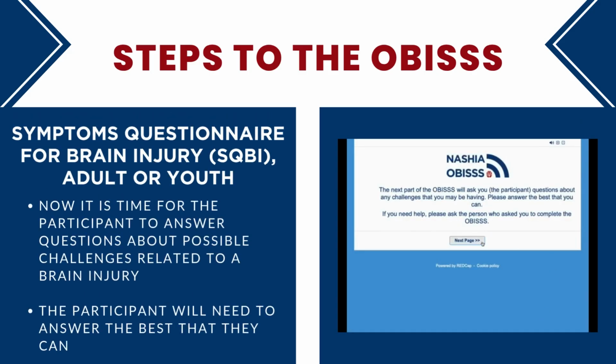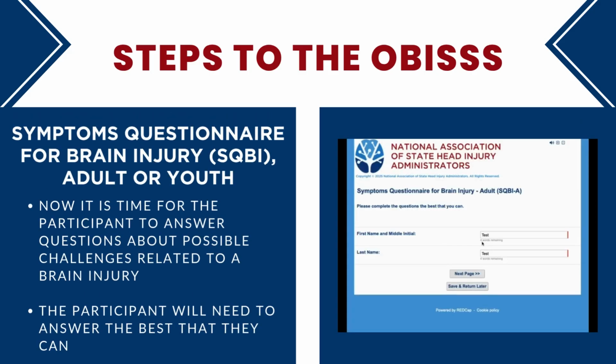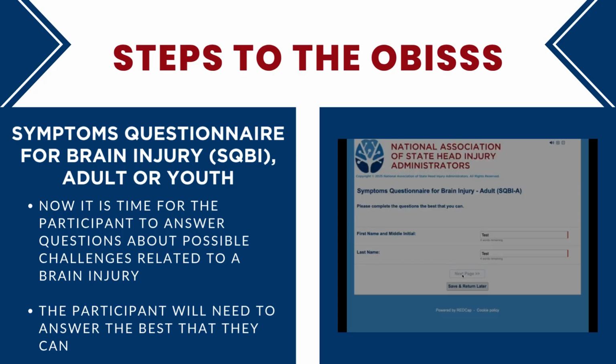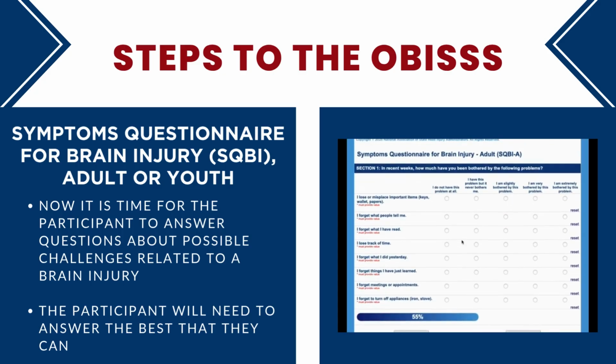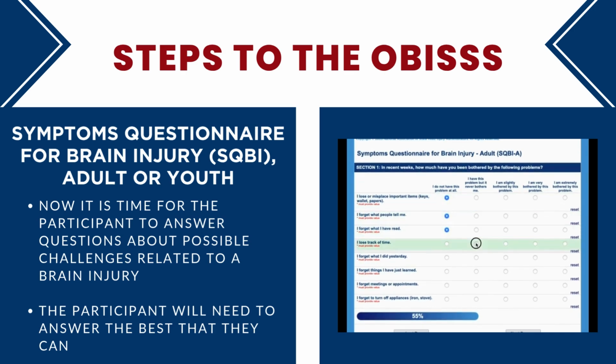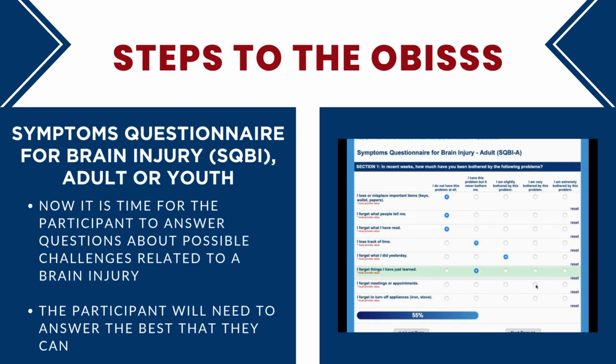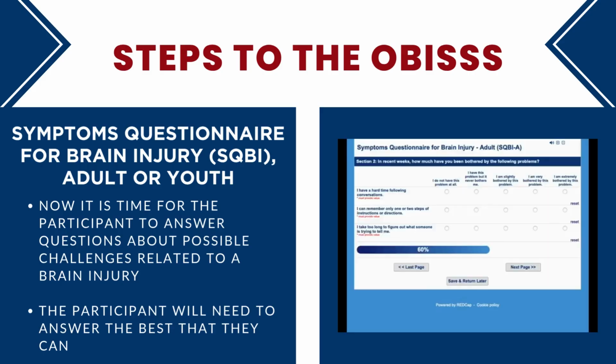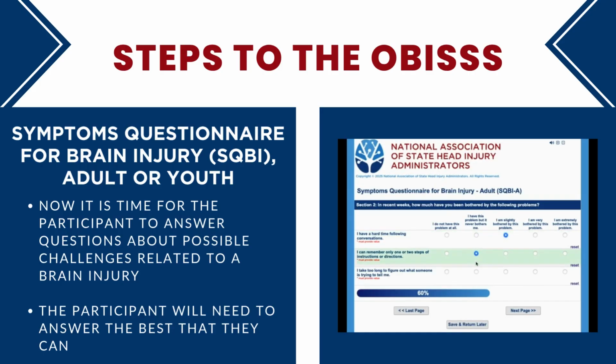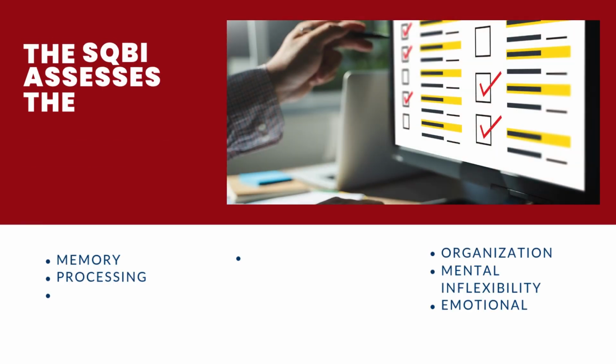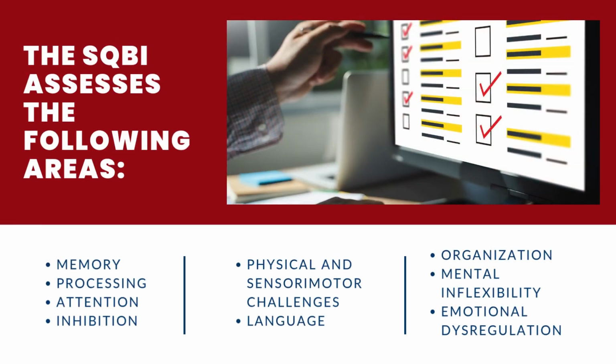If the participant screened positive for a potential history of brain injury, they will then be prompted to complete the Symptoms Questionnaire for Brain Injury, or the SQUIBI. It is time for them to answer questions about challenges related to a potential brain injury. The participant will need to answer the best that they can. The SQUIBI assesses the following areas: memory, processing, attention, inhibition, physical and sensory motor challenges, language, organization, mental inflexibility, and emotional dysregulation.